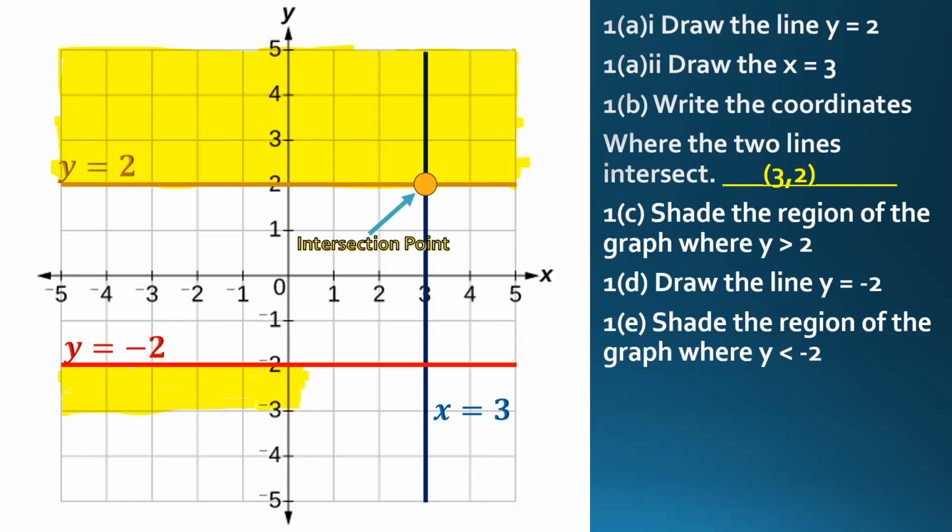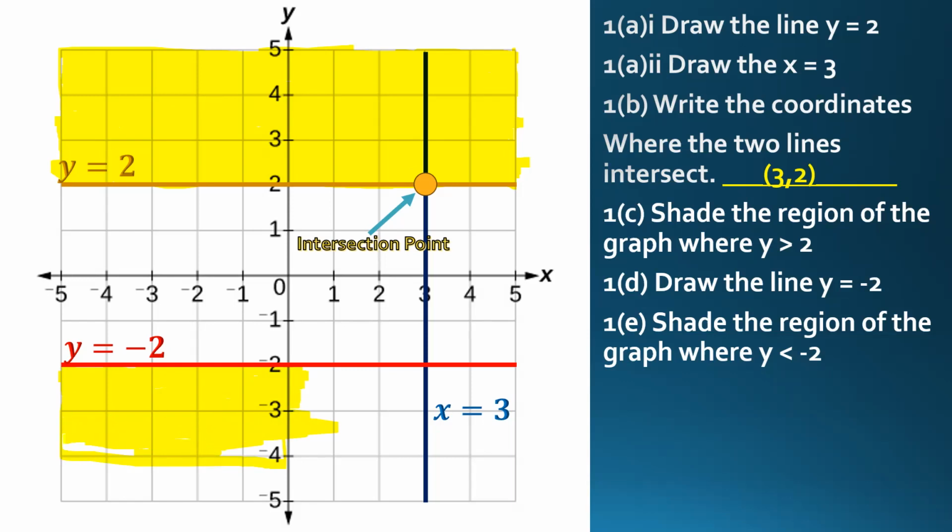So it's y is equal to negative 2. These are going to be less than negative 2. Okay, we are shading below negative 2.